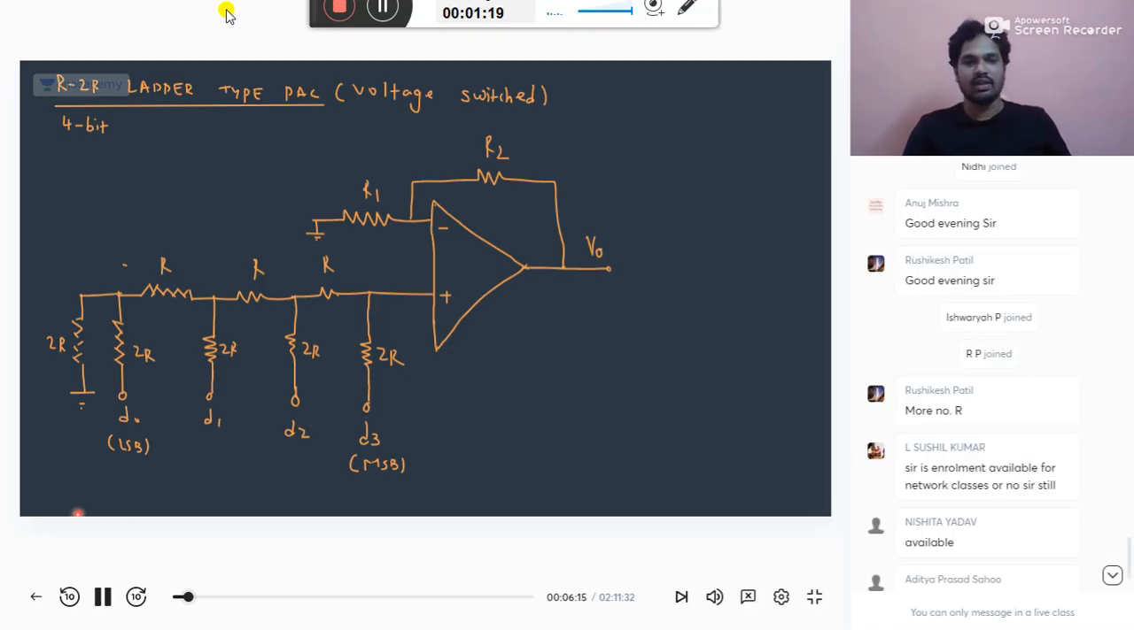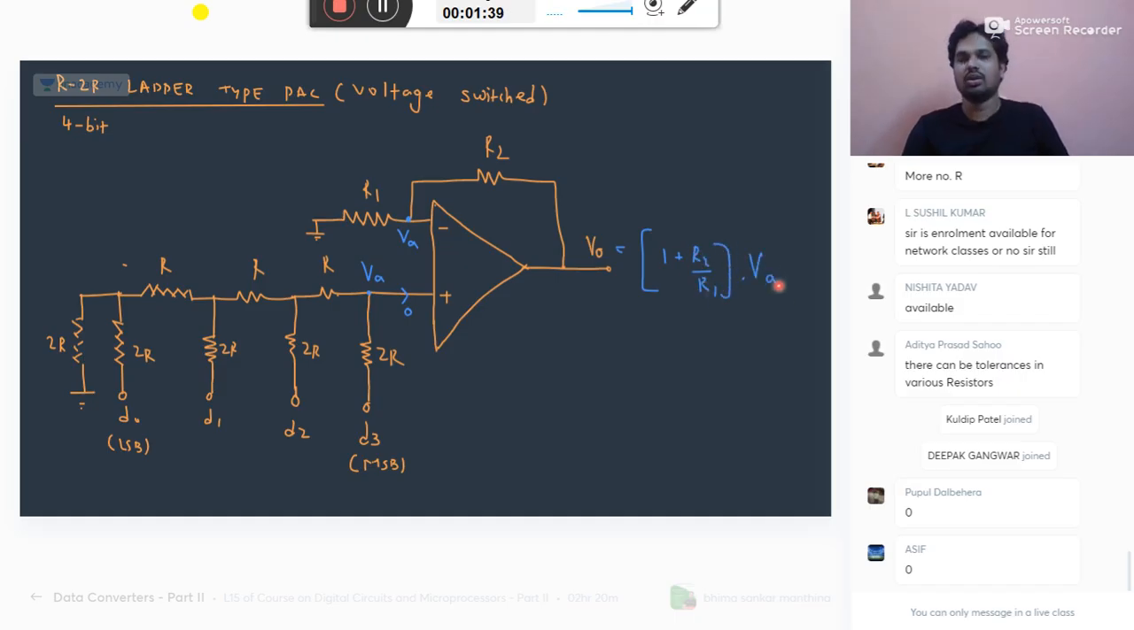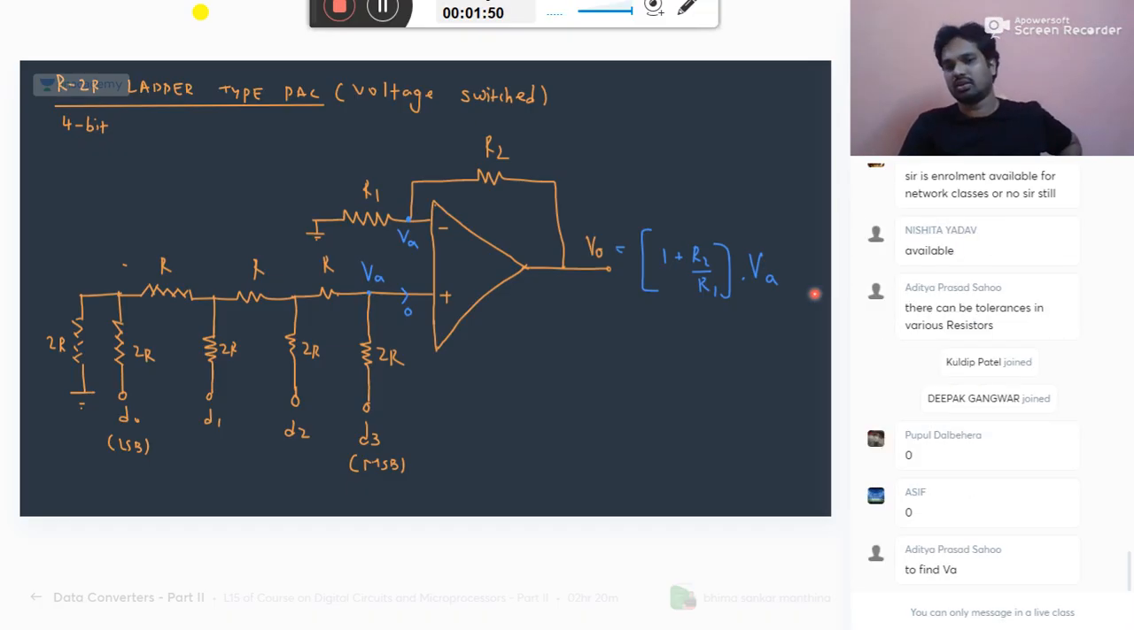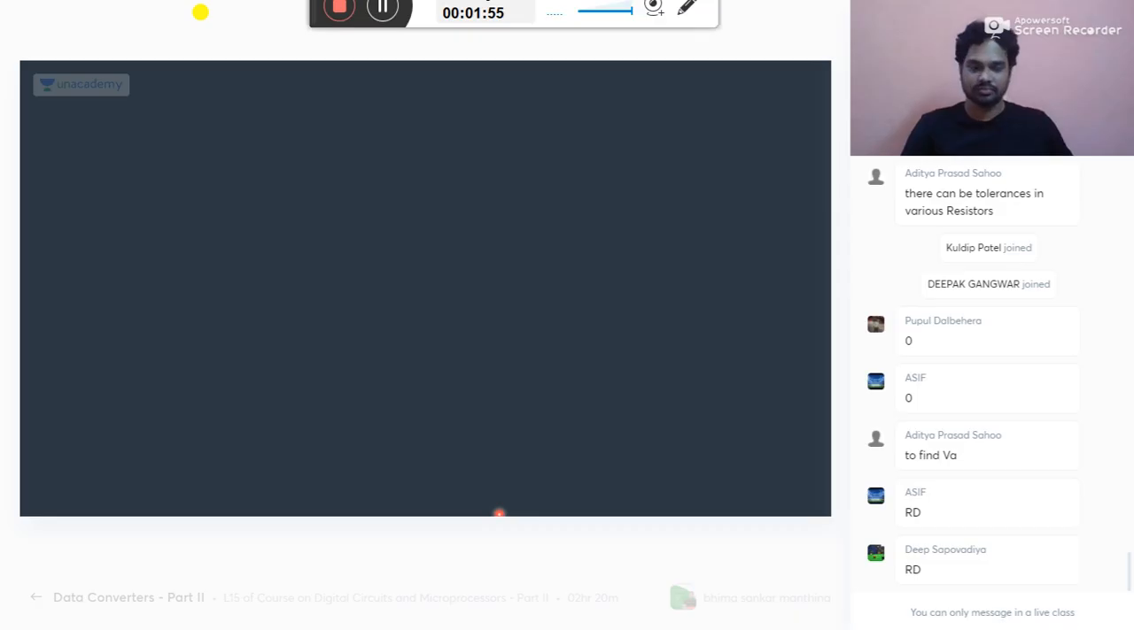Now, because it is an ideal op amp, what is the input current? 0. So let me take this voltage as VA. By the virtual ground concept, this is also VA. As I told yesterday, for a non-inverting amplifier, what is your formula? 1 plus R2 by R1 into VA. So your job is very simple: find the equation and prove that V0 equals resolution into decimal equivalent. Very good. So now see here.